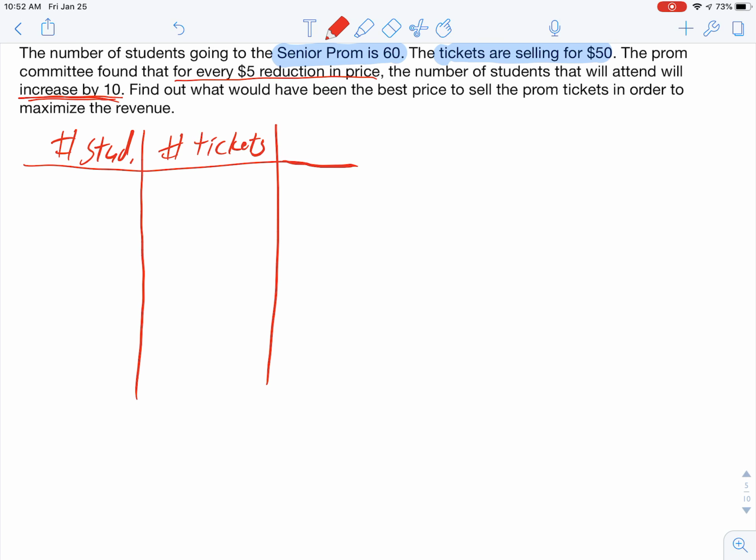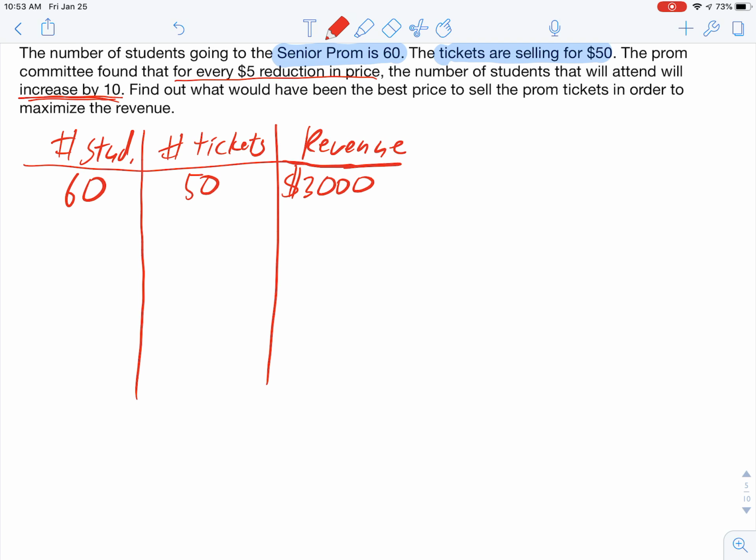Okay, so right now there are 60 students going and tickets are selling for $50. And so the revenue right now is simply, revenue just means how much money they're taking in. It's not taking into account expenses. Revenue is just how much money you're taking in. And so 60 times 50 is 3,000. So they're taking in $3,000.